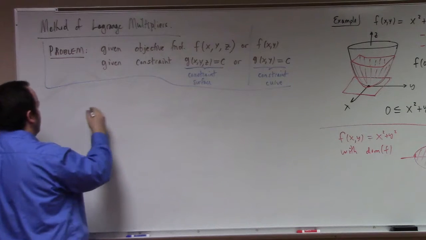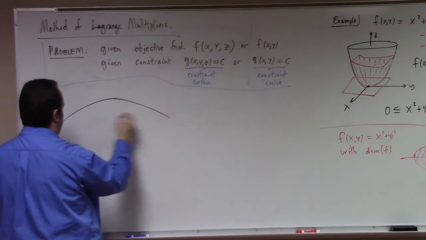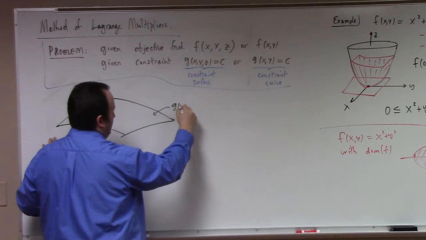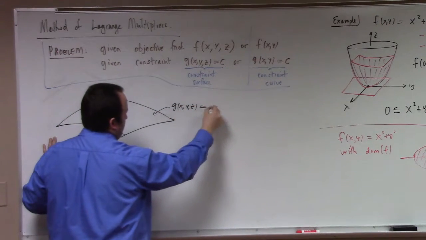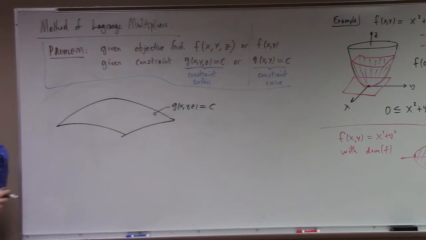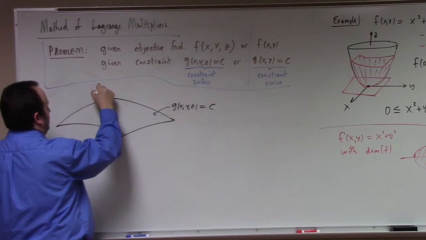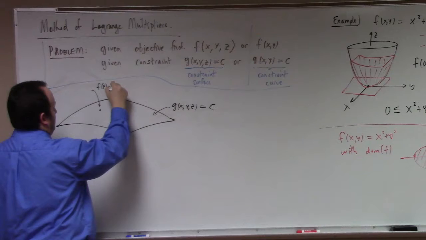So the idea here is we can look at the constraint surface, g of x, y, z equals a constant. And what we want to do is assume that somewhere on that constraint surface, the objective function attains an extremal point. It's either minimized or maximized. Let's assume it's maximized just for the sake of discussion. So let's suppose that f of p is a local max.